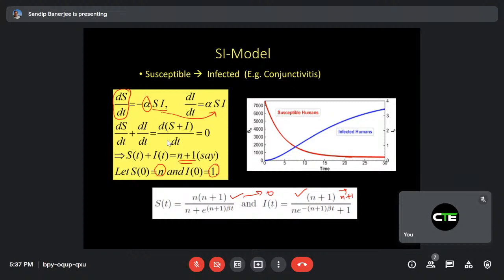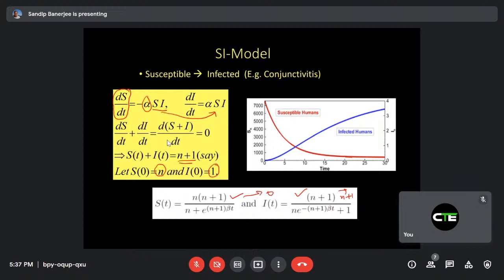This is the very first model that was developed during the plague or the Kala Jar somewhere in 1927, and it was quite a hit because at that time there was no vaccine. It was exactly like this: if one gets infected in a certain village, the whole village becomes infected. So this was the very first susceptible-infected model.